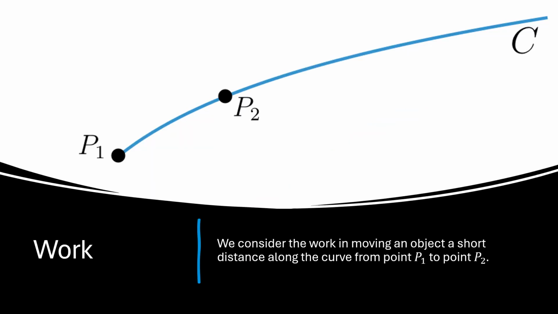So now let's start by just moving a short distance. I'm going to take an object at some point P1 on the curve, and I'm just going to move it from P1 to P2, just some short distance. Assume these points are close together. And let's figure out if we can approximate how much work is done in moving from P1 to P2.